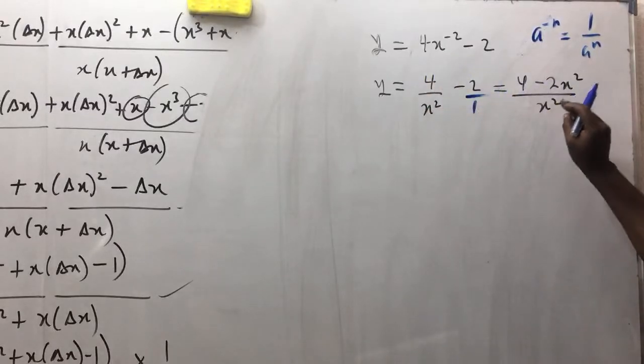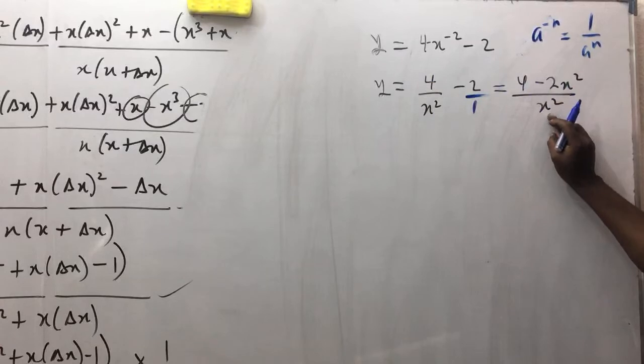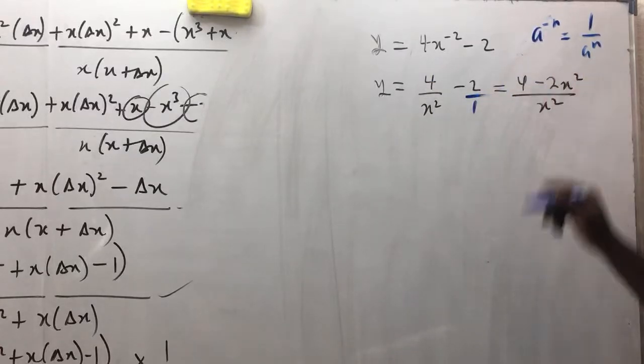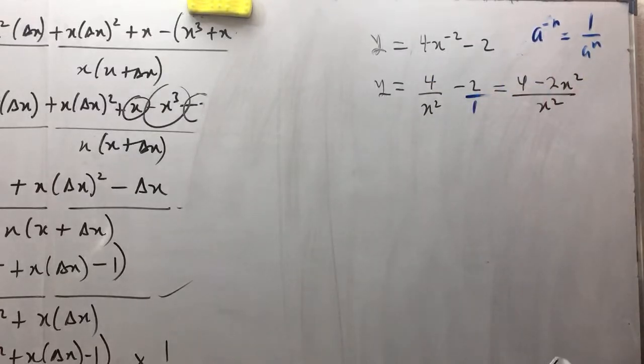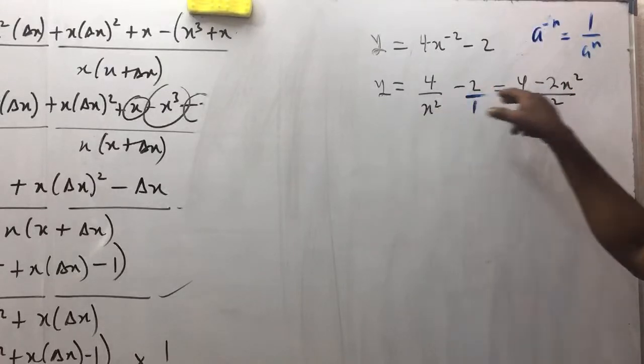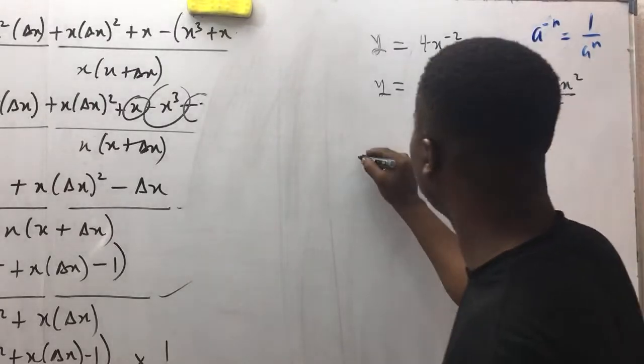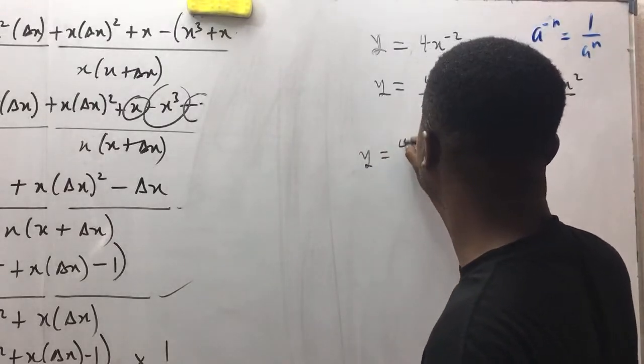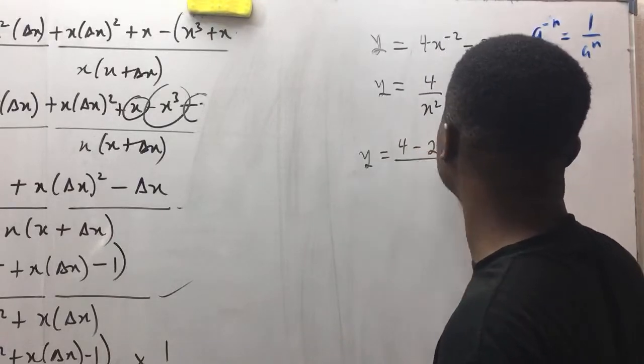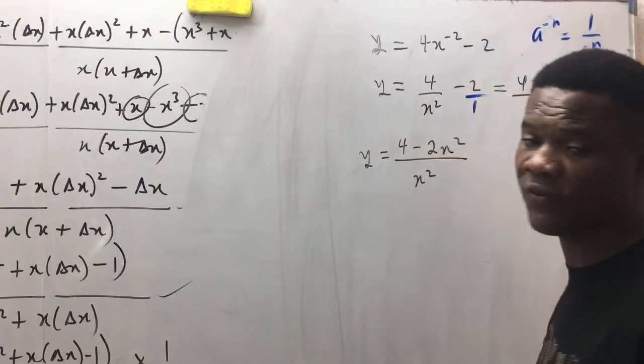1 into x squared gives x squared, and x squared times minus 2 gives you minus 2x squared. So the essence of writing this function in terms of this is me preparing the function for what I want to do next. Now, the function I'm going to be working with for implementing my first principle of differentiation will be this function.